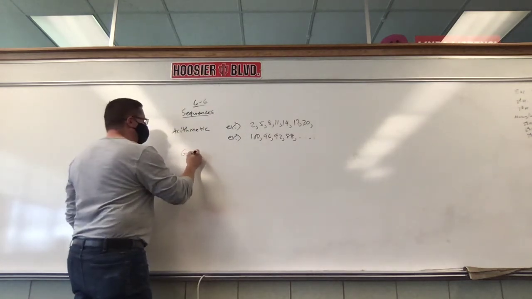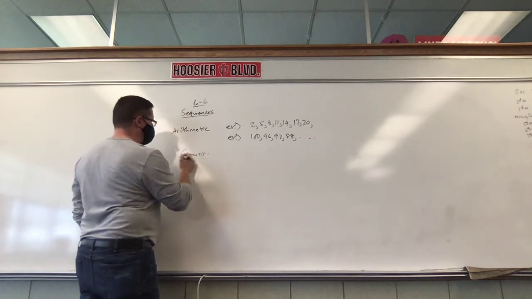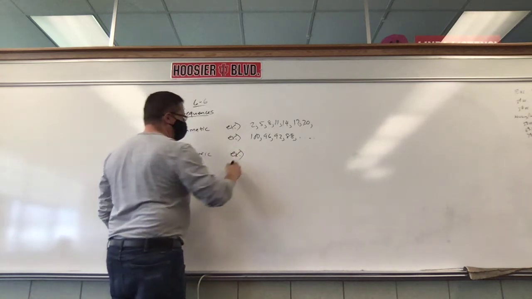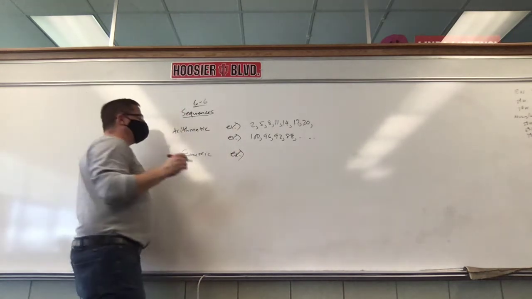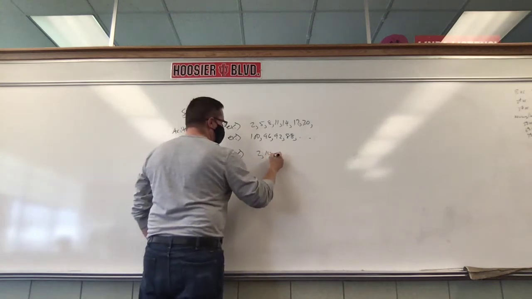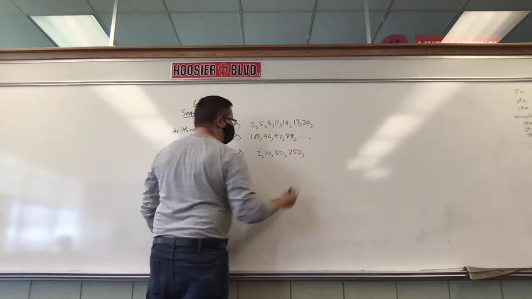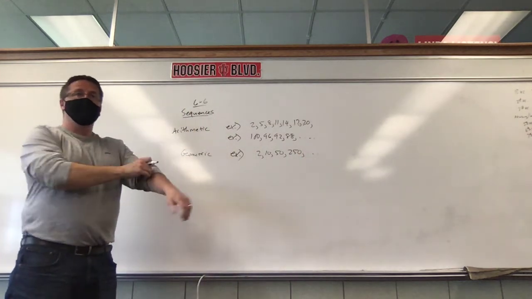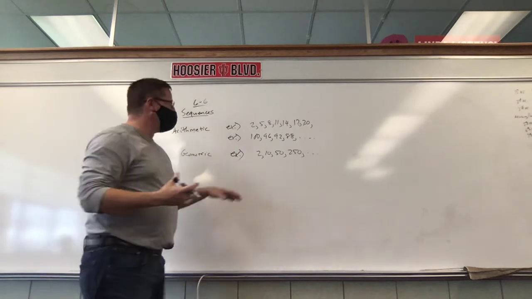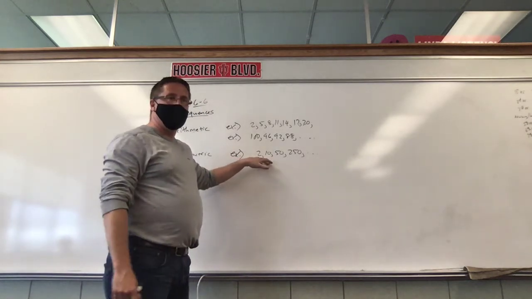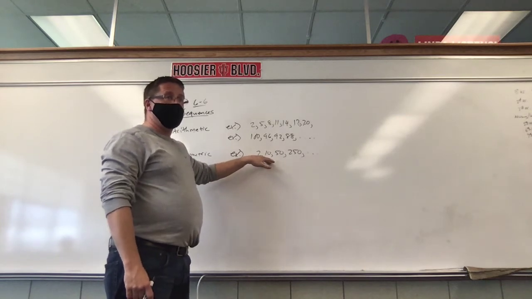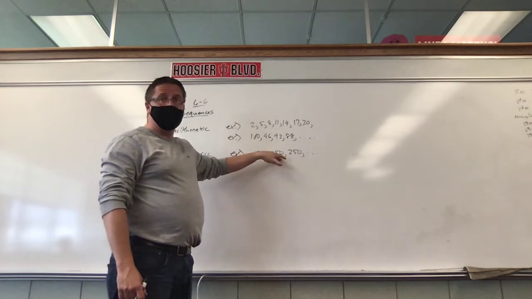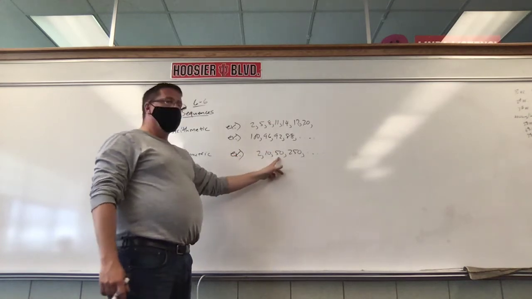Now the other one is something called geometric. Most of the ones we're doing in this section are going to be geometric. This is an example of a geometric one: 2, 10, 50, 250. Now, what is the pattern here? Am I adding the same number every time? No. If I was adding the same number, how would I go from 2 to 10? I would have added 8. So the next number should have been 18. It's not.